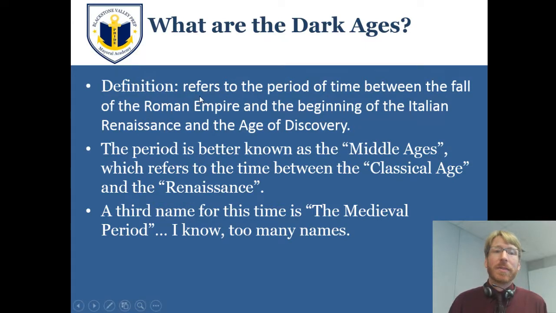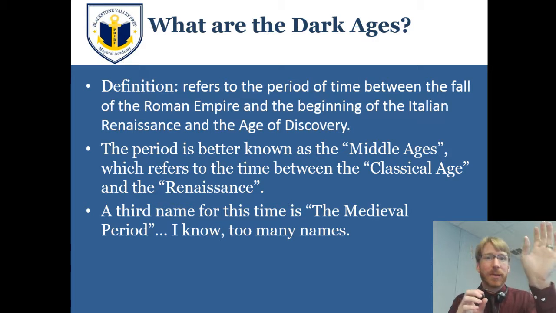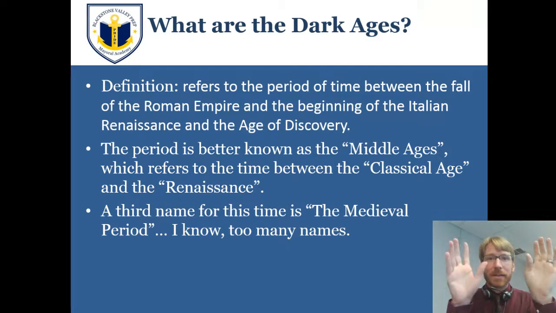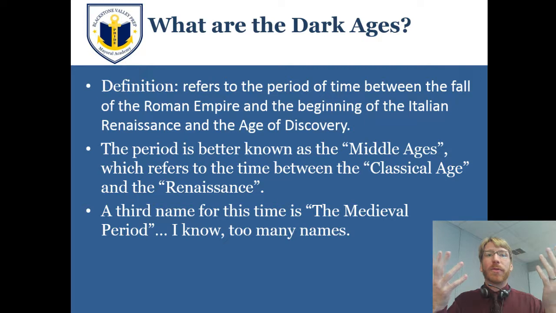The definition of the Dark Ages is that it refers to a period of time between the fall of the Roman Empire, the Western Roman Empire, and the beginning of the Italian Renaissance and the Age of Discovery. So it's that period between the fall of the Roman Empire and the Italian Renaissance. We also sometimes call this the Middle Ages, meaning the middle, right in between the classical period, Greece and Rome, and the Renaissance, which is this rebirth of learning and knowledge, and we'll get to the Renaissance.